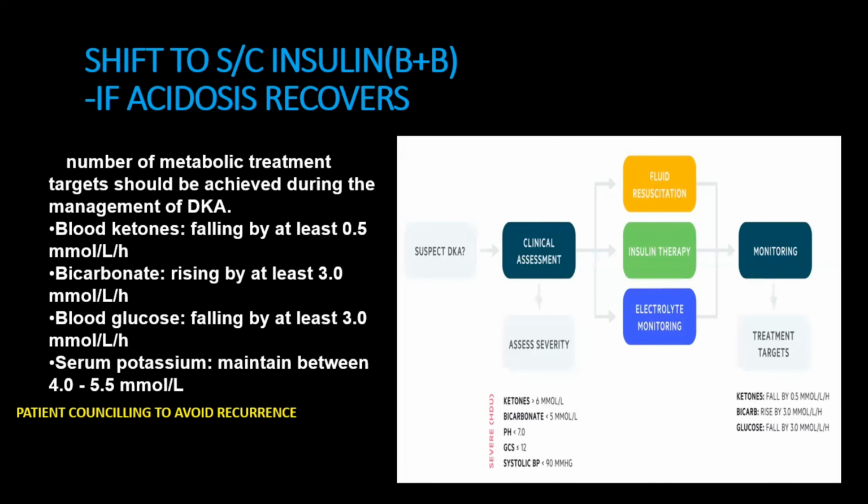When should a patient get admission in HDU? Ketones more than 6 millimole per liter, bicarbonate less than 5 millimole per liter, pH less than 7, GCS less than 12 and systolic BP less than 90.